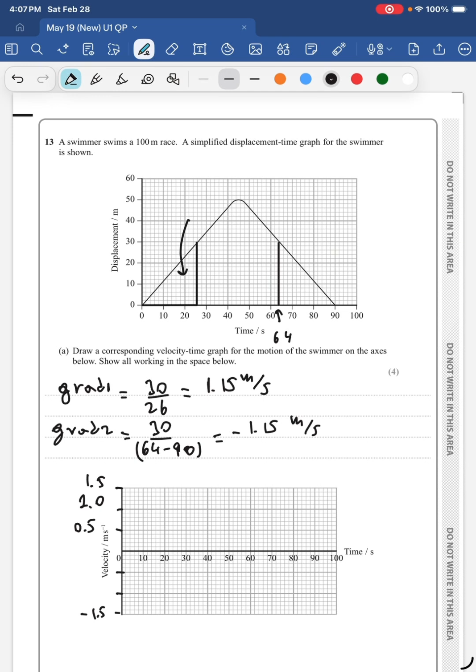Okay, 1.15 will be somewhere there. And we said 46, so 42, 44. So we have a line that ends around there. So straight line because the constant speed, right? And then minus 1.15 will be the same. So on the opposite, something like that, up all the way to 90. Okay, so this is the velocity. All right.